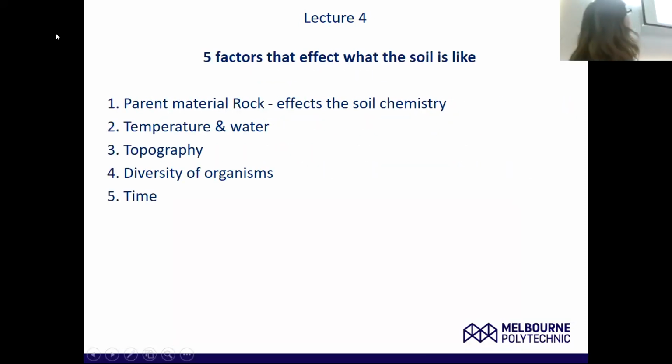Cool. Okay, so the factors that affect soil are the parent material rock, as we've seen in that previous video. These affect soil chemistry. We have temperature and water, very important. Topography, diversity of organisms, and the fifth one is time. So that's a really good summation list for you to remember about how soils are impacted.